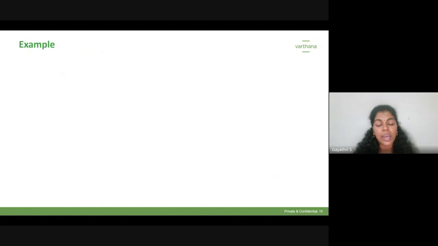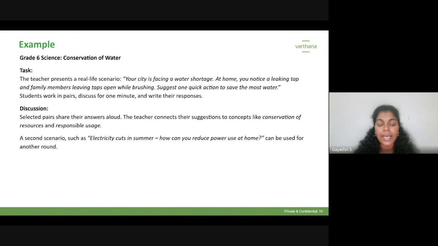So how can you do it in the classroom? Again, I'll give an example. Here I've taken a science concept, conservation of water. Here again, any concept-based topic or subject works really well. So what you do as a teacher is give one small life scenario. Your topic might be conservation of water, so you will tell them a scenario.